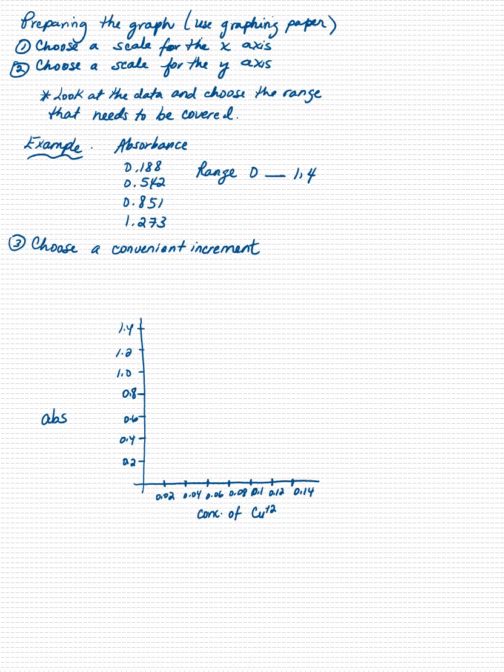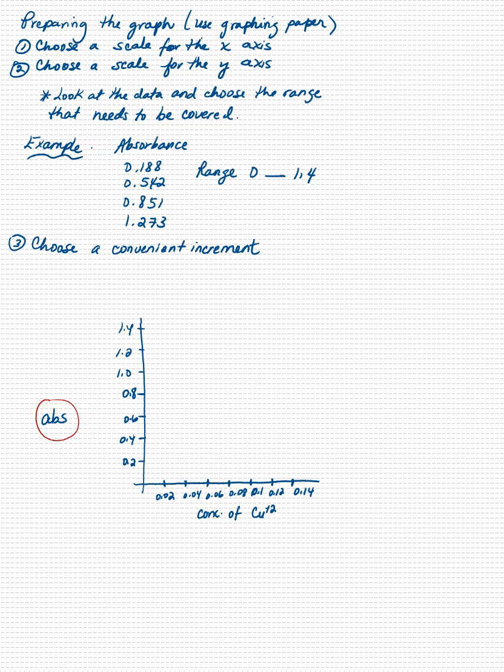So I'm giving you an example here. I have values of absorbances: 0.188, 0.542, 0.851, 1.273. So those are actually values for absorbance. I'm not using them in my scale here. Look at the graph down here where I have my absorbance. You see, I don't have 0.188, I don't have 0.542. I'm choosing a range that covers all of my numbers.